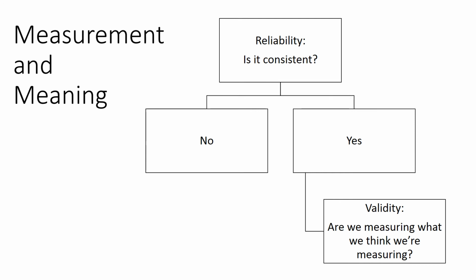Measurement provides information about our variables, but we need to consider a number of questions in determining what that information means. One of the questions is whether the measurement is consistent, otherwise known as reliable. If it's not consistent, we can't really draw any knowledge from the results because we don't know how much variation is there because of what we're interested in and how much it's because of the measure. If a measure is reliable, then we need to ask what we're measuring. We need to question the validity of the measure.